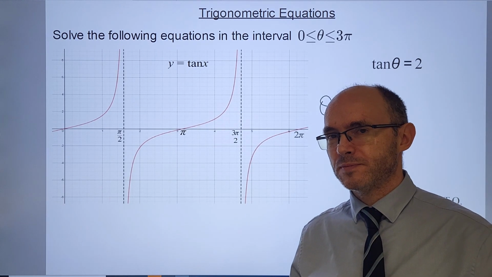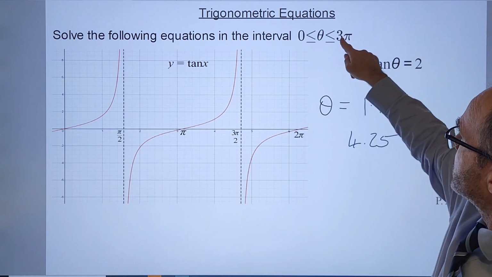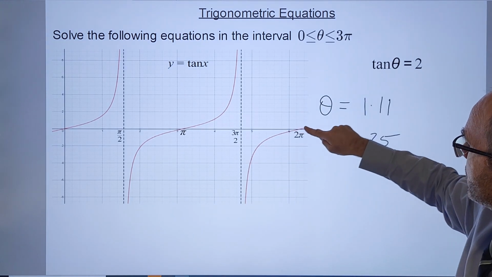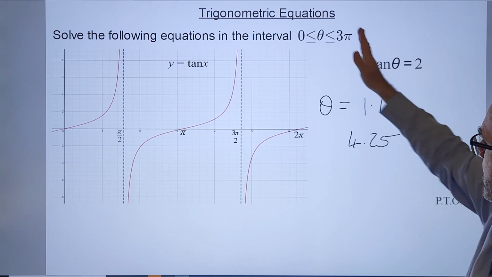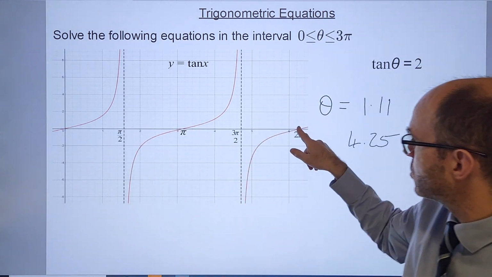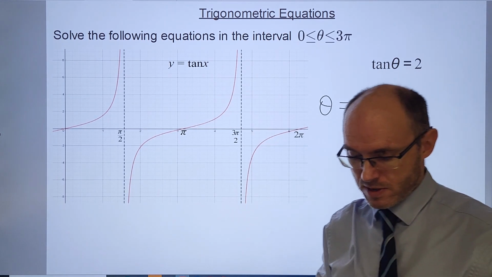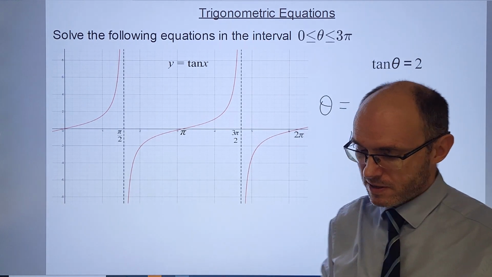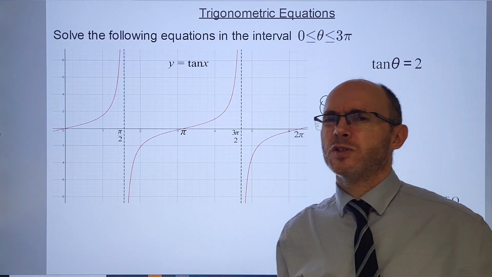Now to get some more, just keep on adding pi. So up to 3 pi, basically it's going to do this again, okay? And it will do this again, there'll be an asymptote there. You see it crosses the x-axis at 0 pi, 2 pi, 3 pi, 4 pi, 5 pi. So I'll get another one of those, add on pi again, 7.39. Now how do you know if you've gone too far?